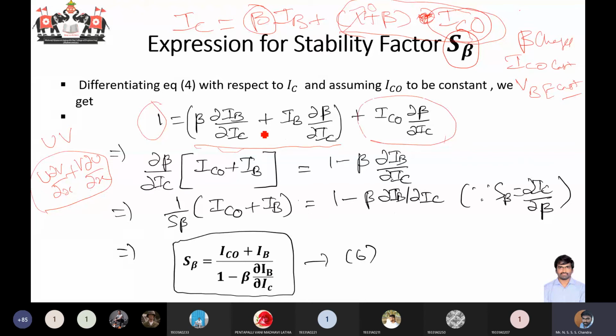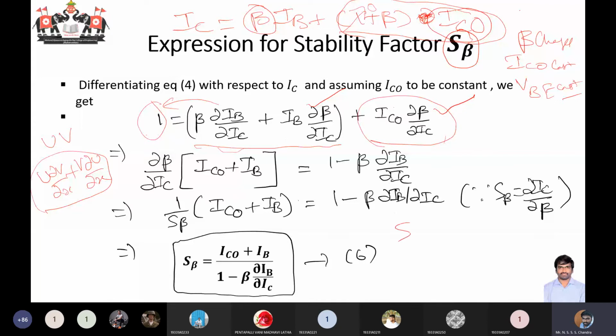Now what you need to do is gather all these ∂beta by ∂IC terms on the left hand side. So this is a ∂beta by ∂IC term, and this is also a ∂beta by ∂IC term. If we write together, ∂beta by ∂IC into (IC0 plus IB) is equal to 1 minus beta into ∂IB by ∂IC. And know that ∂beta by ∂IC is nothing but 1 by S beta. Why?